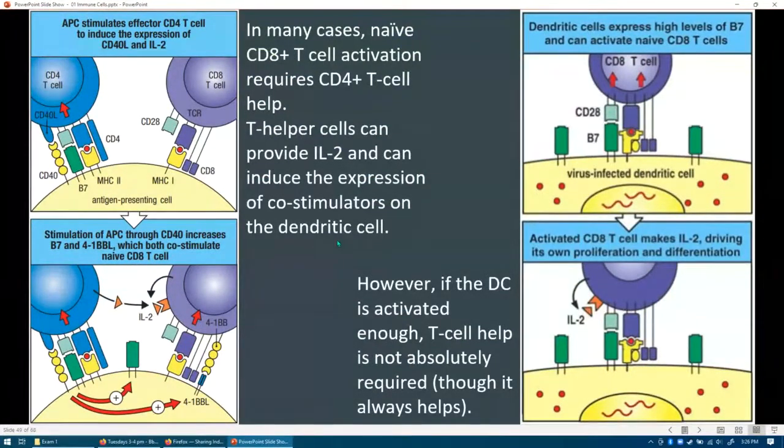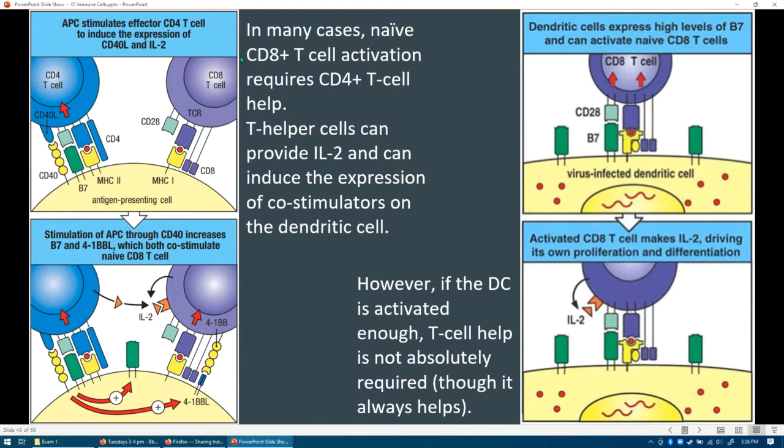Okay, the title of this slide is the following: In many cases, naive CD8 positive T cell activation requires the help of CD4 positive T cells. So a lot of times, CD8 positive T cells can't become activated all on their own. They need the input of T helper cells, usually Th1 cells, in order to become activated.